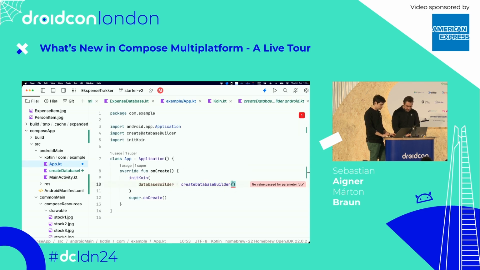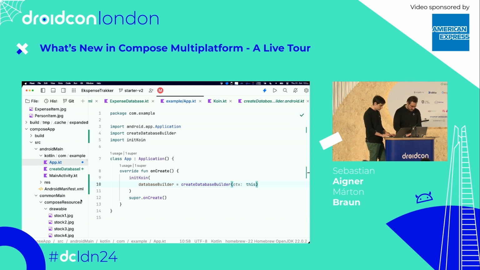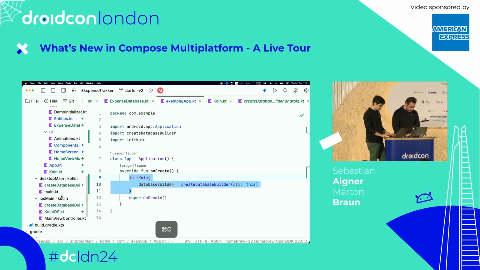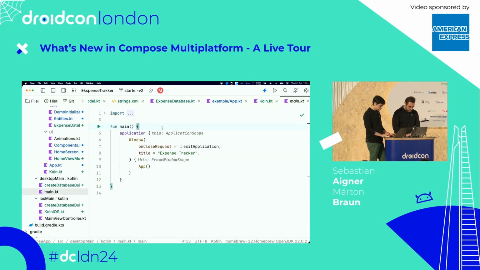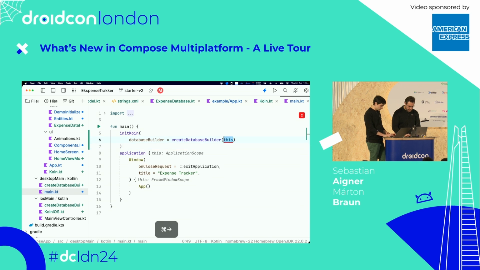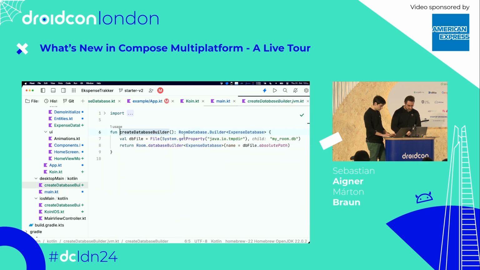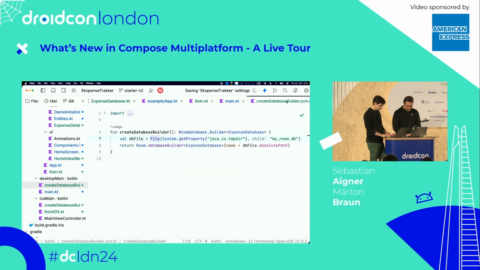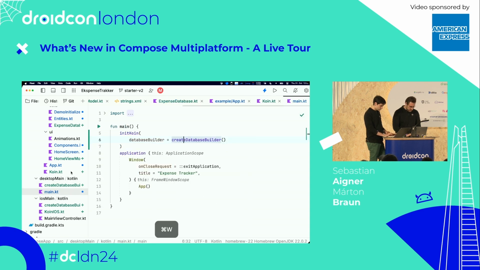This one actually also needs a context. But the good part is, because we're just in Android code, we have the context because we are in the application. On desktop, it's looking pretty similar. It's just a little easier because our entry point is just a main function. So we can just call initCoin, and because our implementation of create database builder for desktop already has a file system path built in, we don't really need to make any changes here.